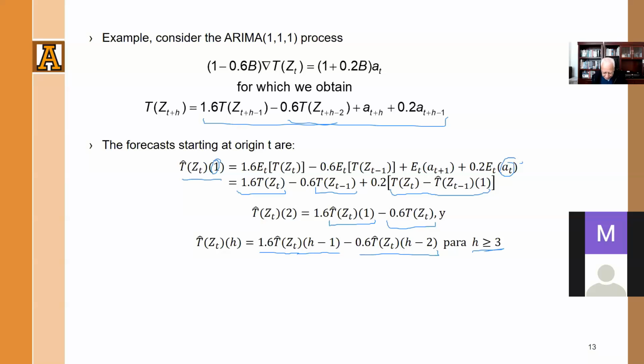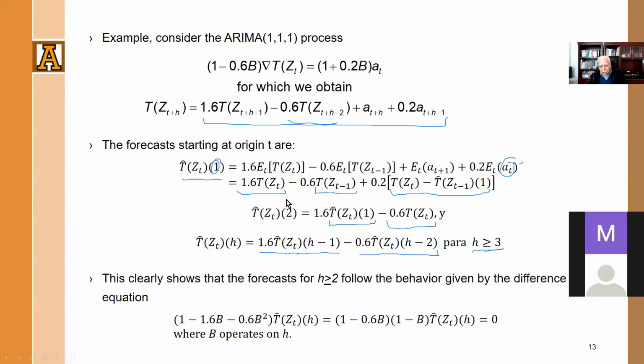So as you can see, the optimal forecast at h periods ahead depends on the optimal forecast h minus 1 periods ahead, and the optimal forecast h minus 2 periods ahead, for h greater than or equal to 3. Okay. So the forecasts for h greater than or equal to 2 follow the behavior given by the difference equation that defines the model. Okay, the difference equation is this one here.